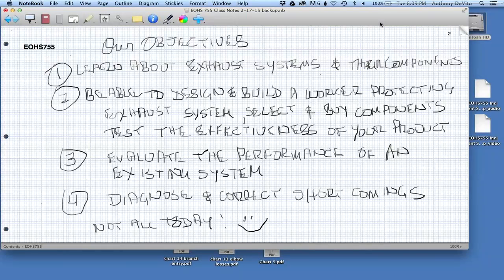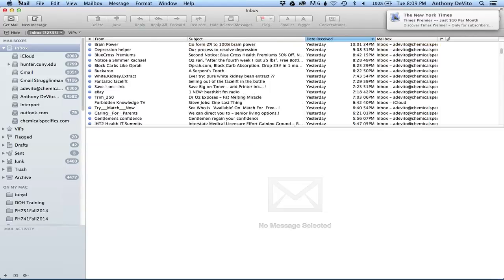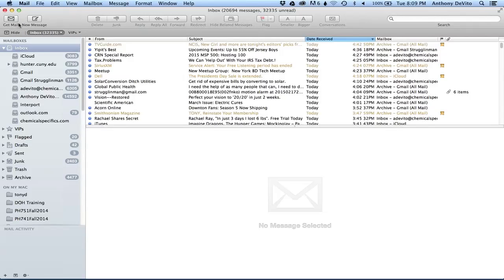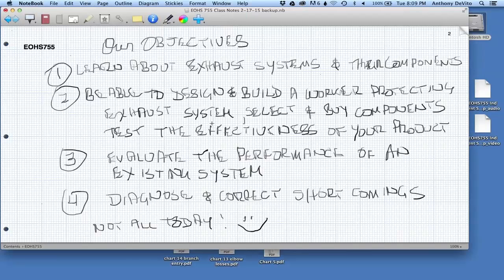Our objective this semester is, number one, learn about local exhaust ventilation systems. That's our primary focus for the first two thirds of this semester. Let me just log off my mail so we don't get interrupted. As I was starting to say, our objective this semester is to learn about local exhaust ventilation systems, the components that go into building these systems, how they're structured, how they operate, and so on and so forth.